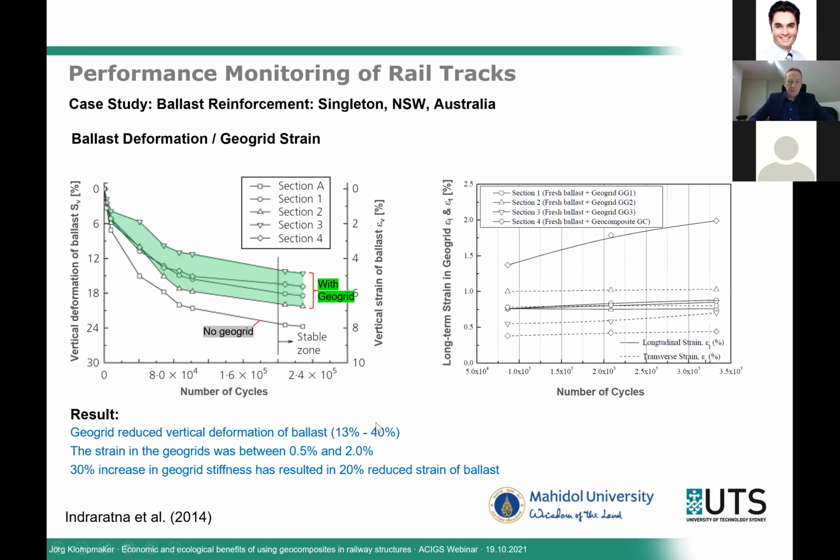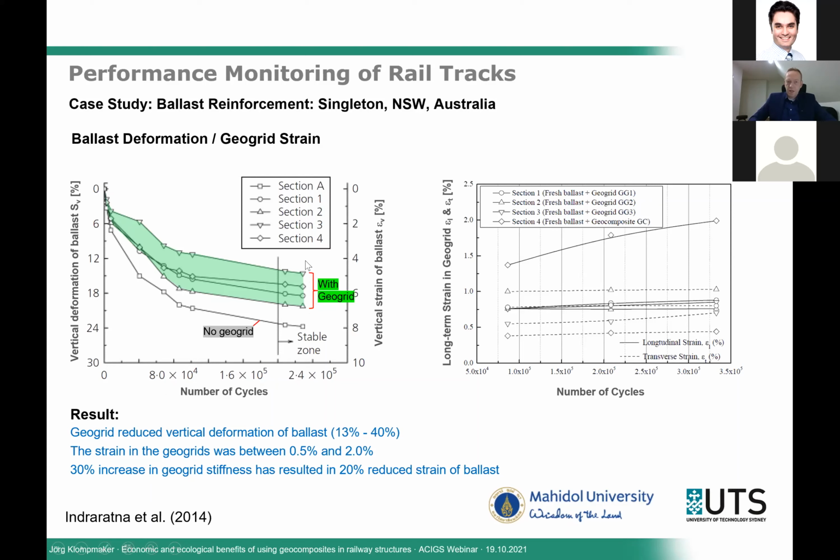Here we can see the results of the measured vertical deformation of the ballast in the left graph. In total, 4 different types of geogrids were used with different stiffness properties. And section A is the section using no geosynthetic at all. Depending on the number of cycles, which you can see on the horizontal axis, we see the largest vertical deformation of the ballast using no geogrid, and a substantial improvement, meaning a reduction in vertical deformation, when we're using geogrids.